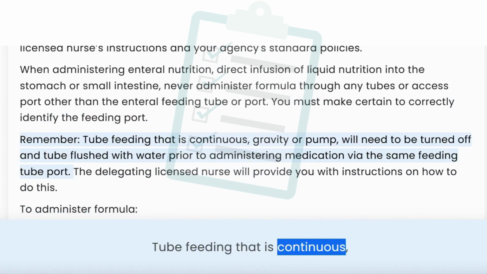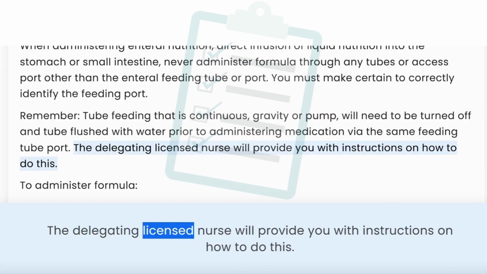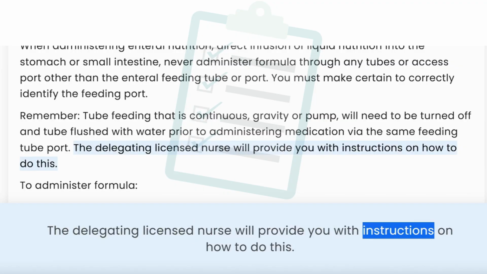Remember, tube feeding that is continuous, gravity, or pump will need to be turned off and the tube flushed with water prior to administering medication via the same feeding tube port. The delegating licensed nurse will provide you with instructions on how to do this.